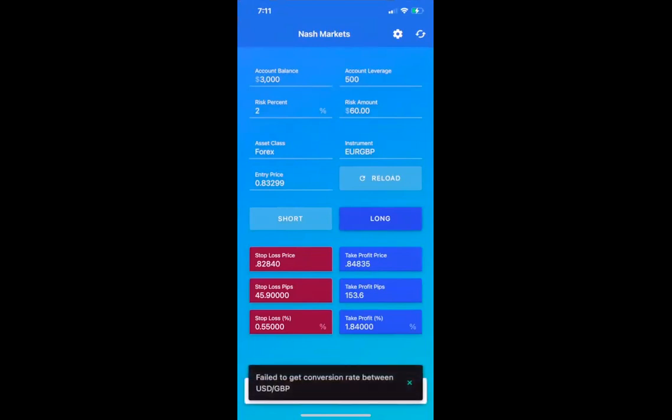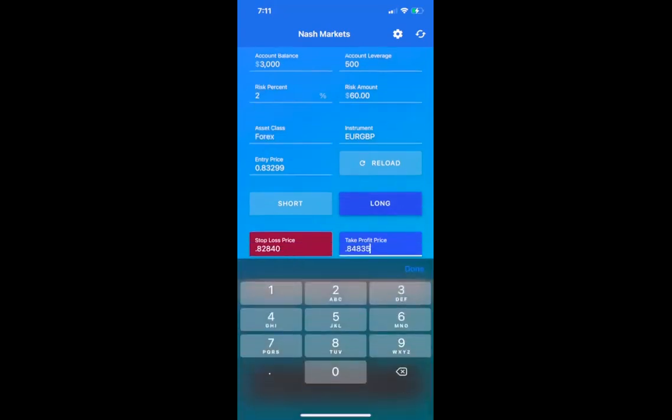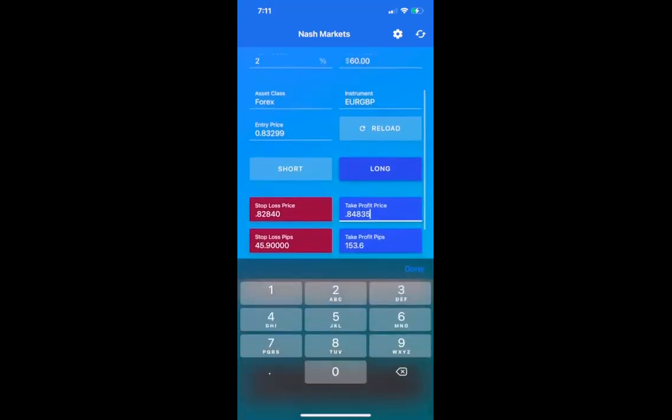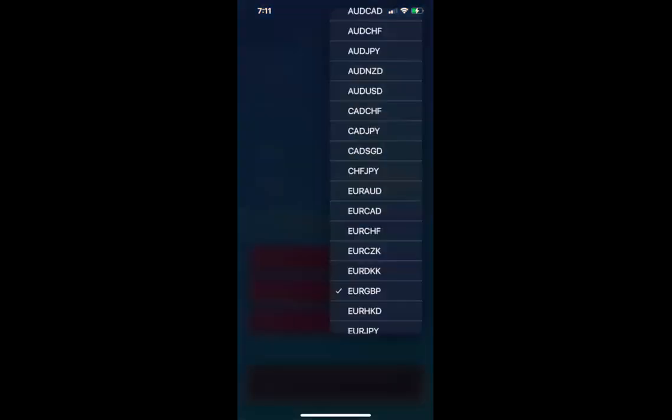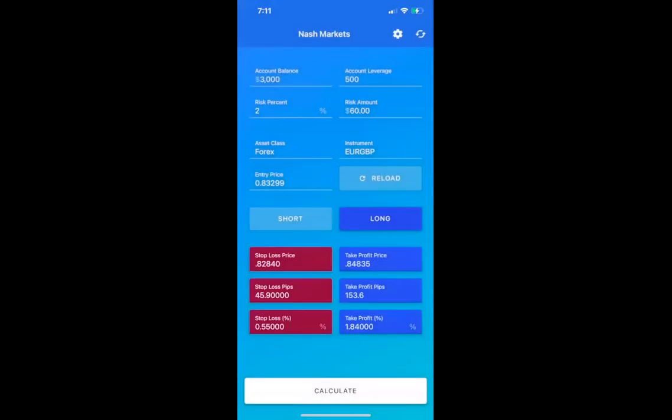Euro GBP, we're long, calculate. It does not seem to want to calculate for Euro GBP. Let me try another currency pair. Just out of the blue, let me try another currency pair for you guys. For some reason, it does not want to be able to calculate Euro GBP.